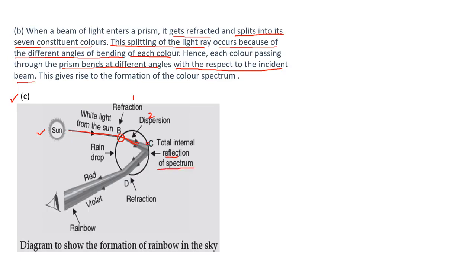Children, in your book they have given reflection of light. You can also say total internal reflection, but total internal reflection you will study in your 11th grade. So due to the reflection of light, the light passes again internally, and then it passes from the denser medium, water, to the rarer medium. Again there will be a refraction of light taking place at point D. And due to this, the observer is able to see the 7 different colors of the white light.